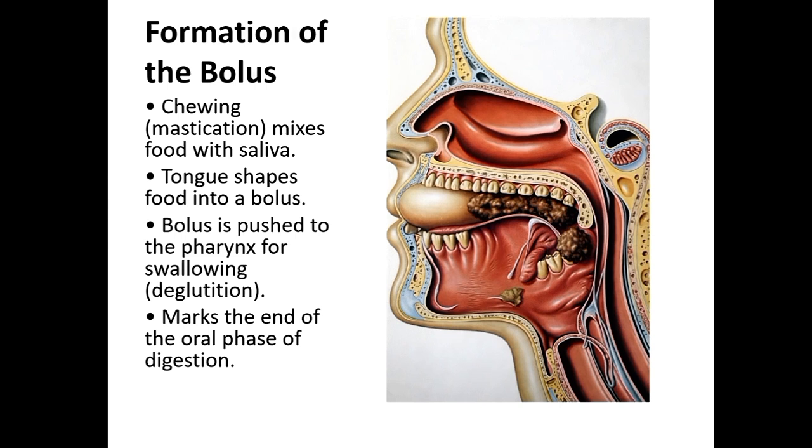When food is chewed and mixes with saliva, it becomes soft and slippery. The tongue then shapes it into a bolus, which is pushed towards the pharynx to begin swallowing, a process known as deglutition. This marks the end of the oral phase of digestion.